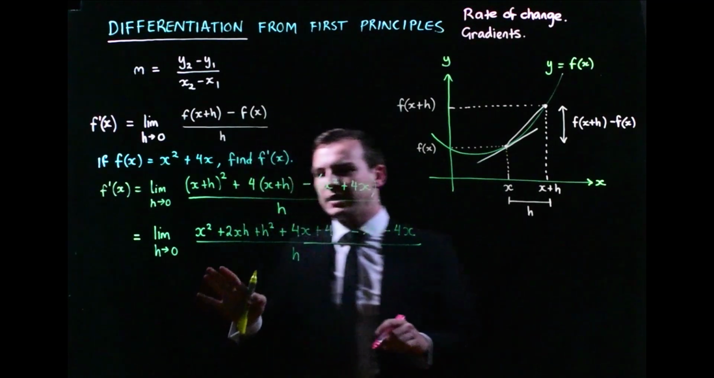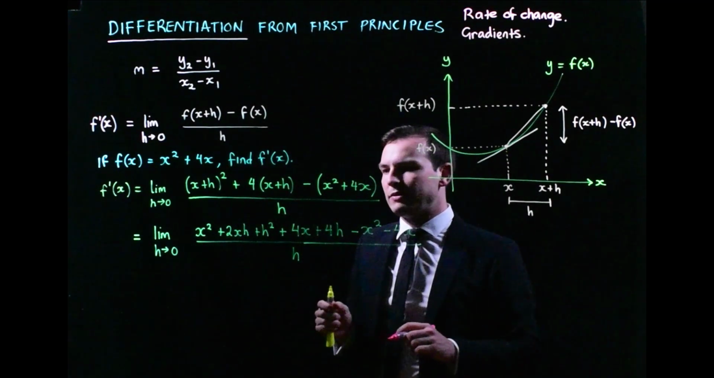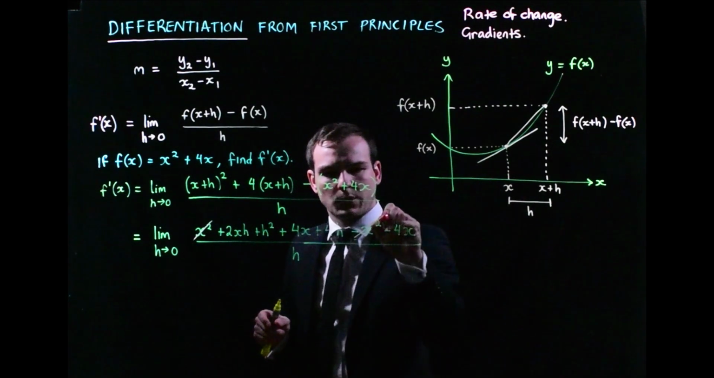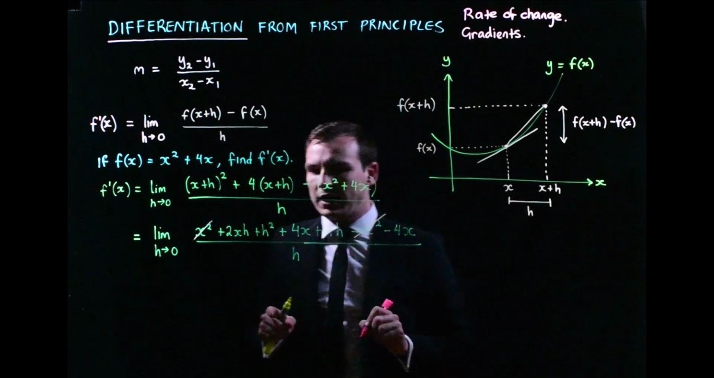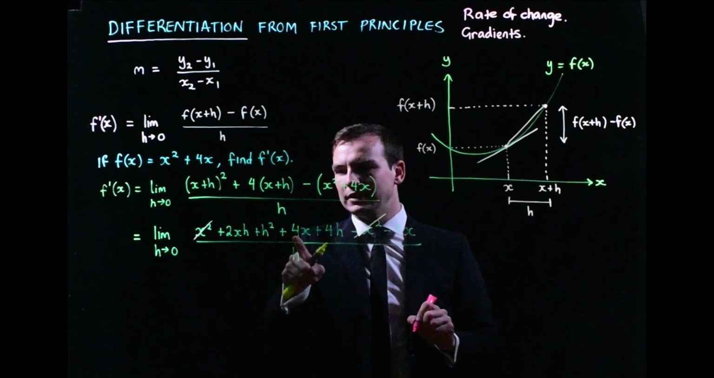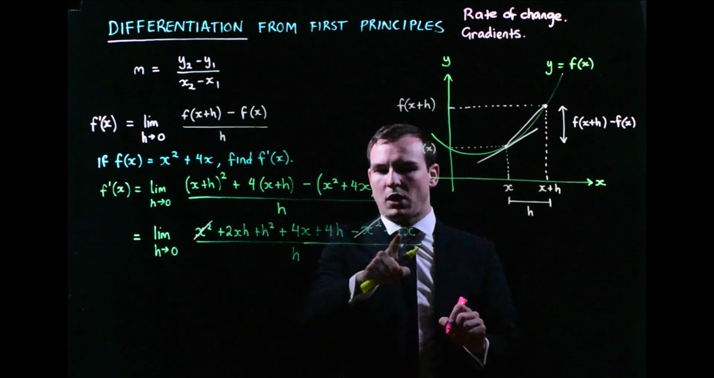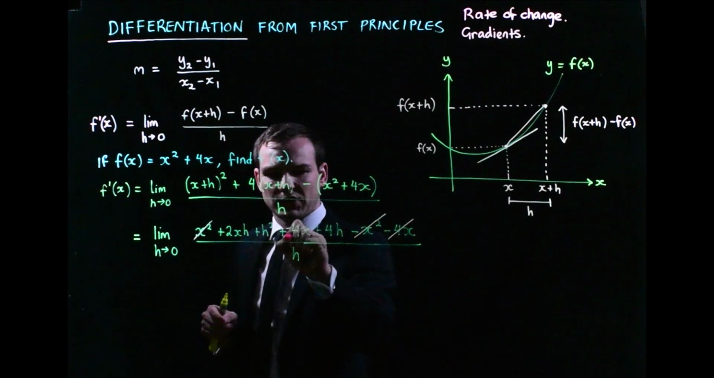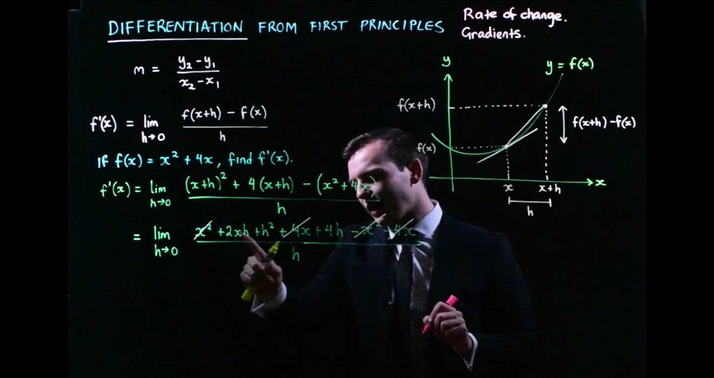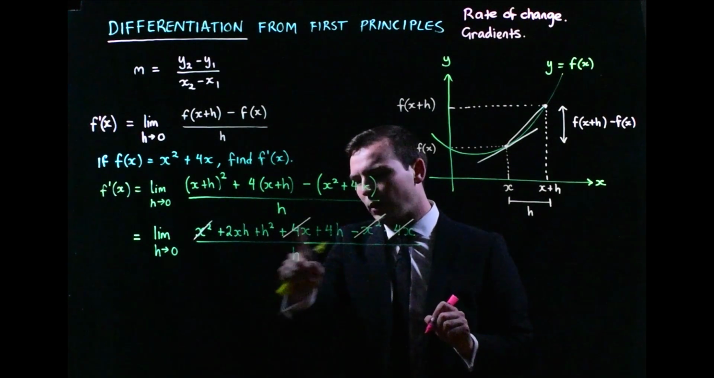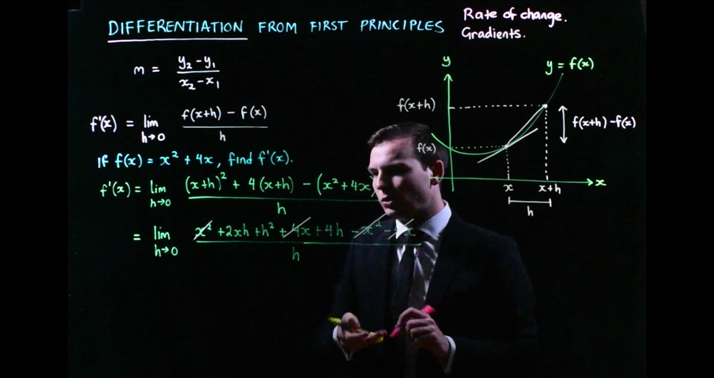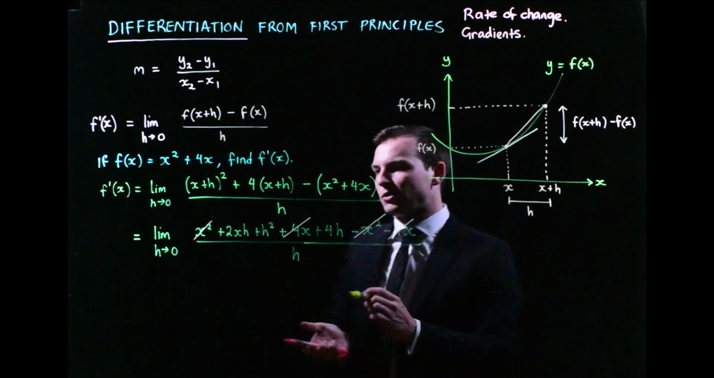And then, of course, all of that is going to be divided by h. So now what we'll find is there's some terms that will cancel on the top line of this fraction. So here we have an x squared, and I'm going to cancel that with negative x squared over here. Likewise, I have a plus 4x here, and I've also got a minus 4x here. So we can cancel the negative 4x with the positive 4x. So all that's left is 2xh plus h squared plus 4h, and we notice that now h is a common factor in all of that.